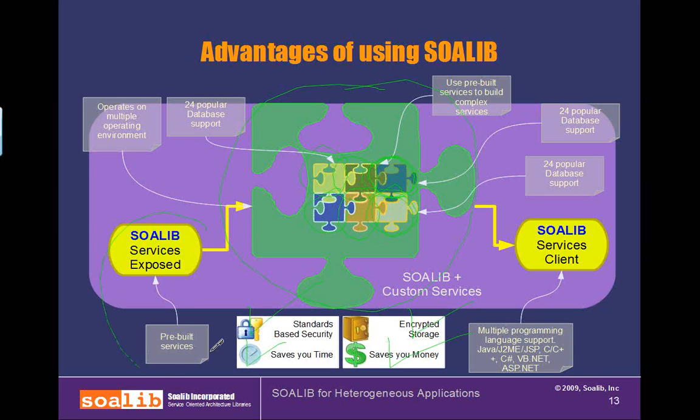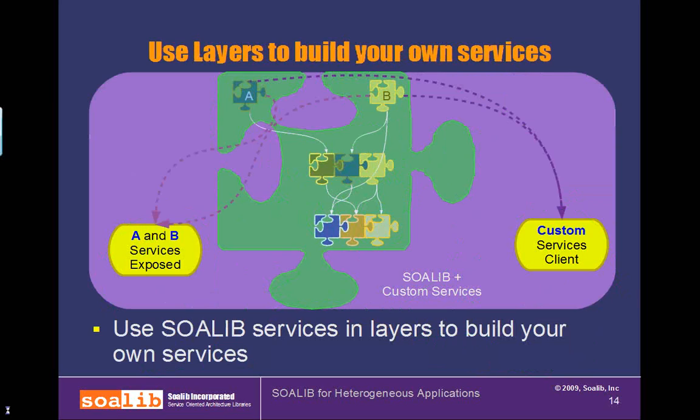Some of these services will be part of SOALIB services, and these clients are also provided to you. Now again, go back to puzzle pieces. Let's say that using this layered approach, these are the SOALIB services which SOALIB gives you, and using these services you are building two services, service A and service B. And for those two services, you are exposing them on the internet.